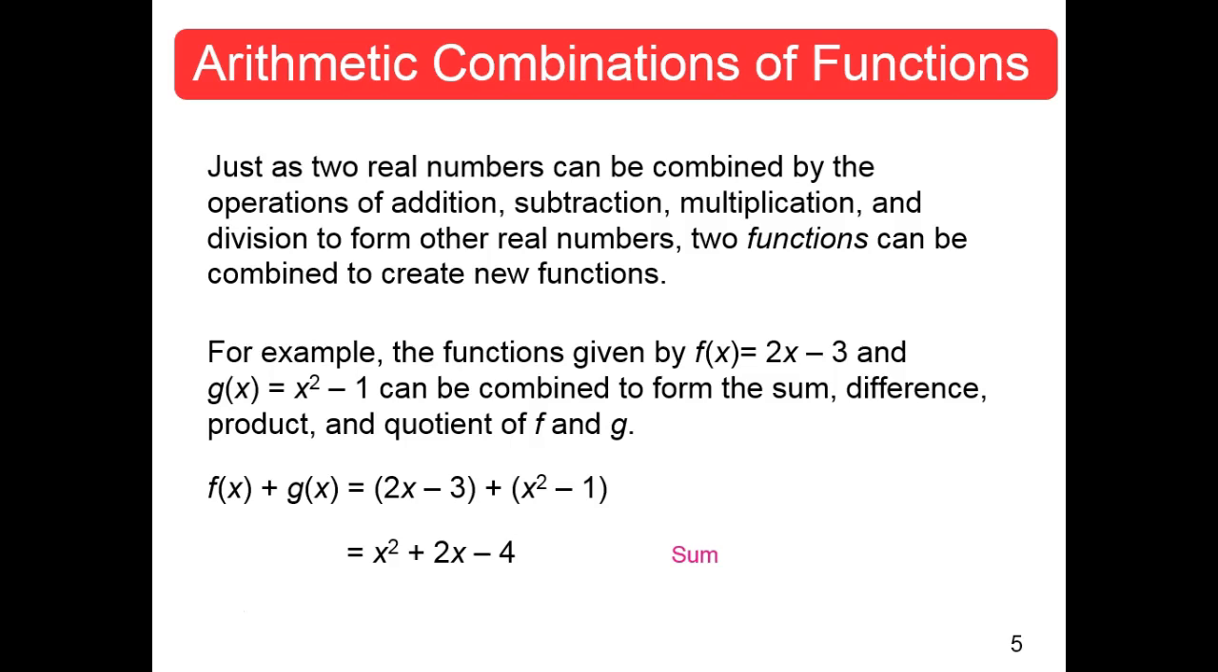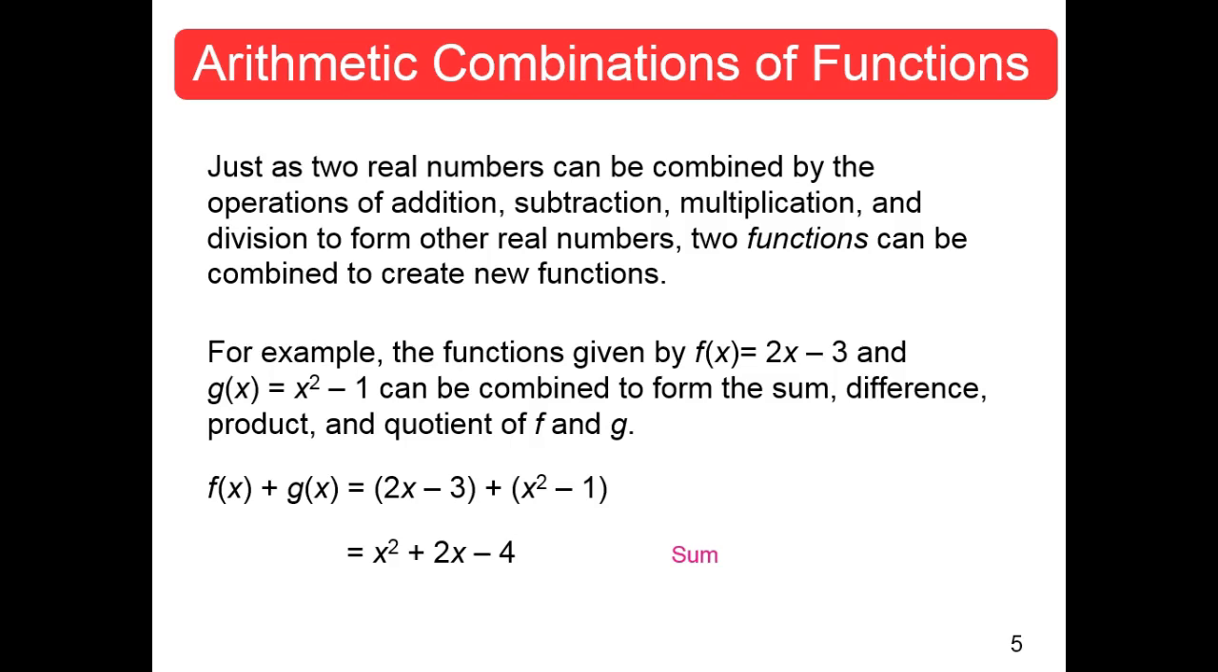f plus g. x squared plus 2x minus 4. Does everybody see that? Yes. You're adding f to g. This has an x squared, that doesn't, so it's x squared. That has a 2x, this doesn't have an x term, so it's plus 2x. This has a minus 1, that has a plus 3. You add those, you get minus 4.